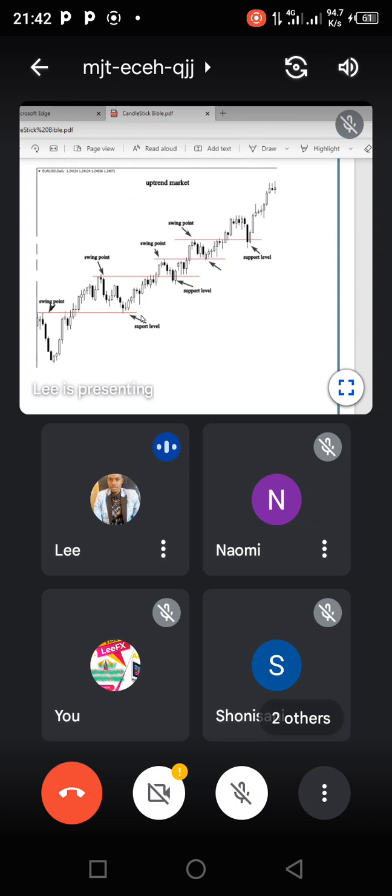This is an uptrend where we are looking at it. So if you want to identify a good sell, you need to observe, you need to focus on the resistance level. Like for example here, this line was our resistance level here. The moment the price reaches the resistance level, there was a good sell. Okay, there was a good sell from here up to here.